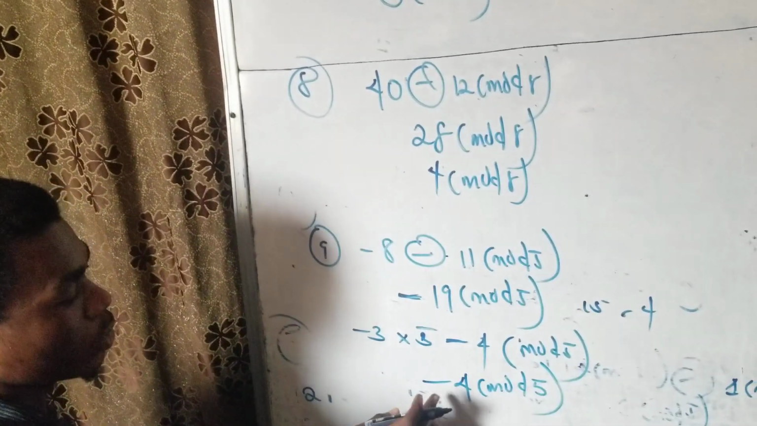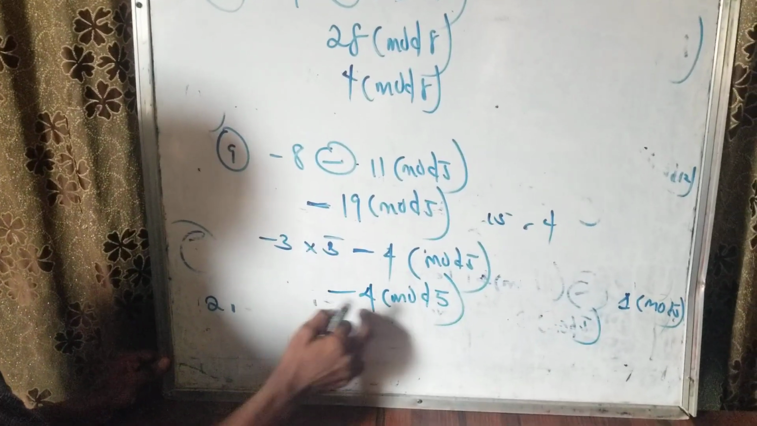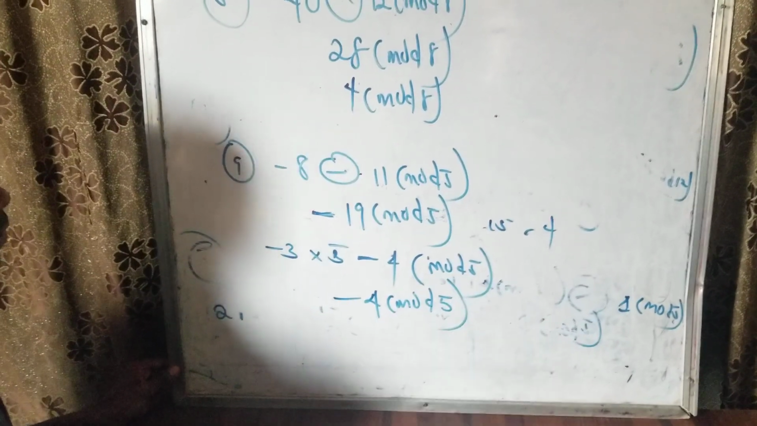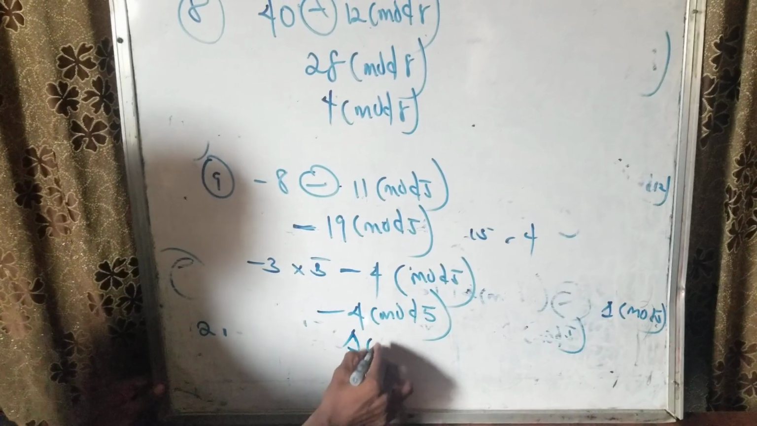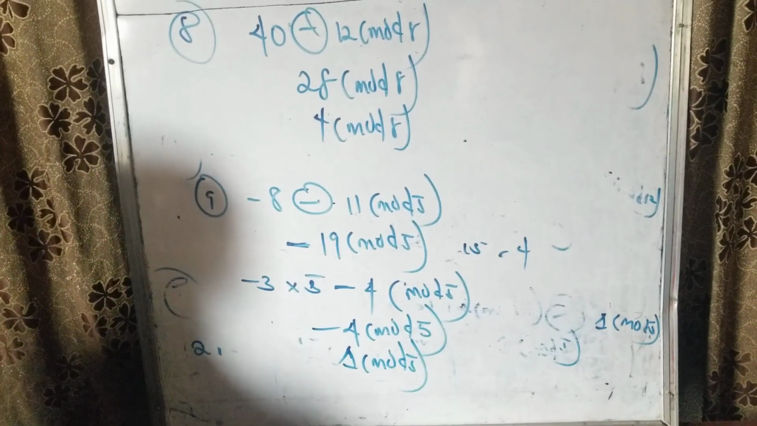And don't forget, I told you guys that we can never have a negative there. So what will you do? Minus 4 plus 5. So minus 4 plus 5, what are we going to have here? We'll be having 1 mod 5. So that's that. That's how it works.